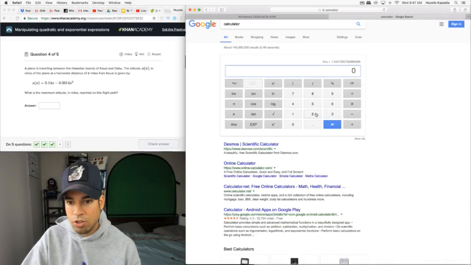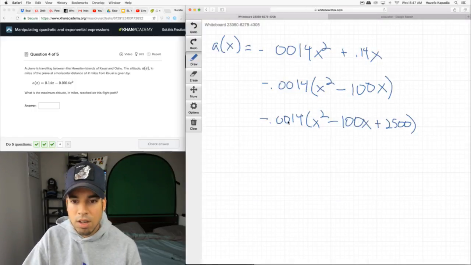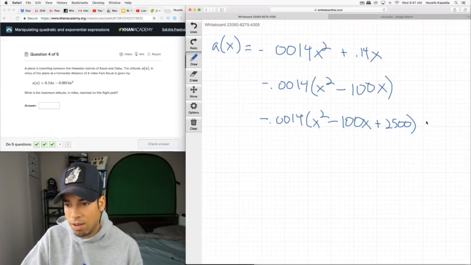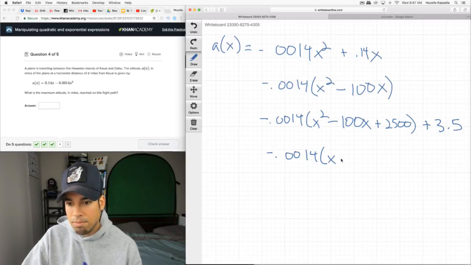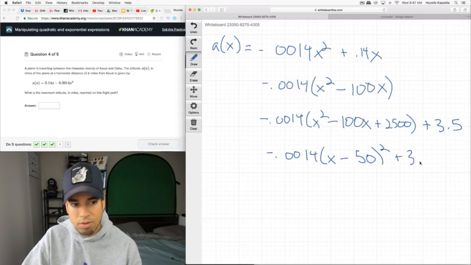So 2500 times negative 0.0014 is negative 3.5. Since we're really adding a negative 3.5, we need to add a positive 3.5 out here to balance that out. And then finally, we can rewrite this as negative 0.0014 times x minus 50 squared plus 3.5.